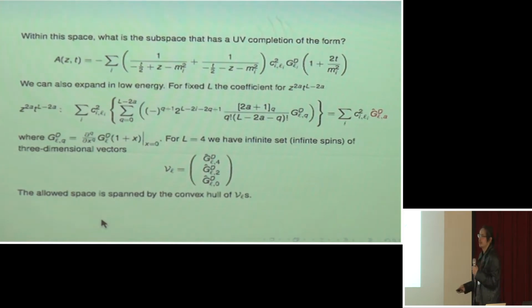So basically, the statement is very simple. The allowed space for these higher dimension operators from unitarity and Lorentz invariance is basically spanned by the convex hull of all of these vectors that you get from expanding this polynomial here, with the propagator here. And that's the allowed region.